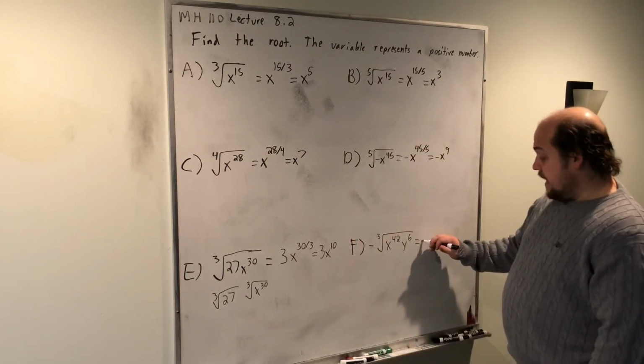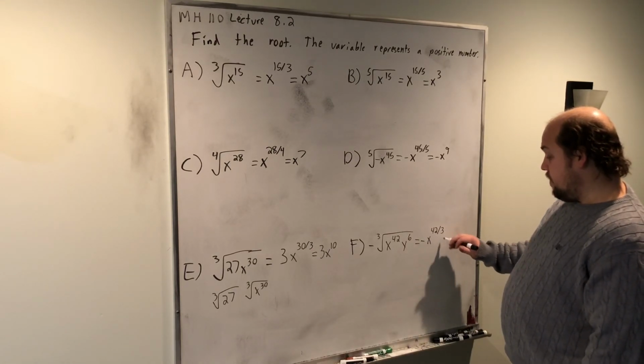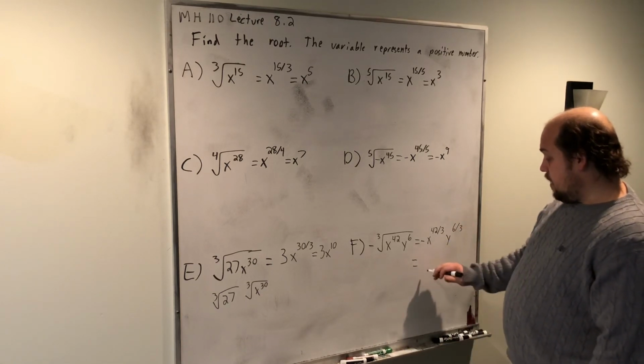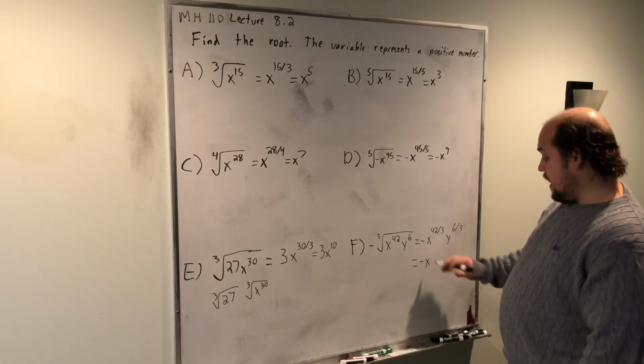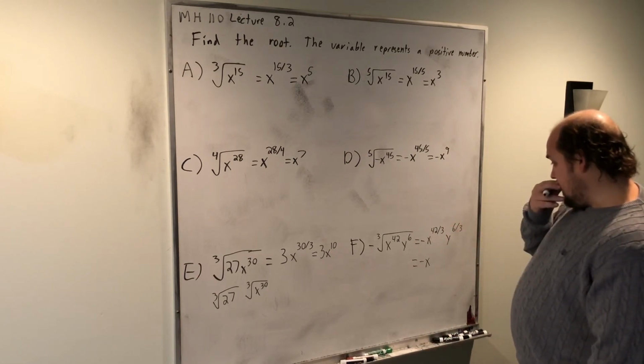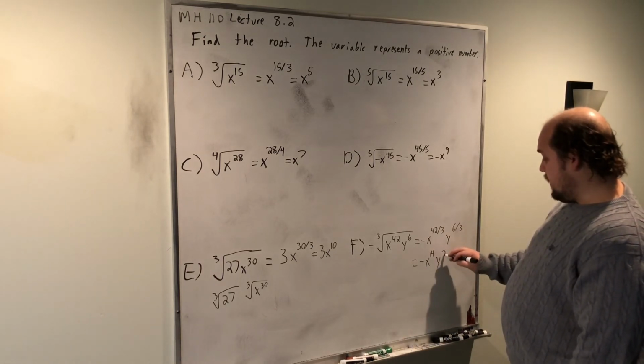For f, this negative stays with the problem. X to the 42nd divided by 3, y to the 6th divided by 3. That really equals negative x to the power of 14, since 3 goes into 42 14 times, and y to the second power.